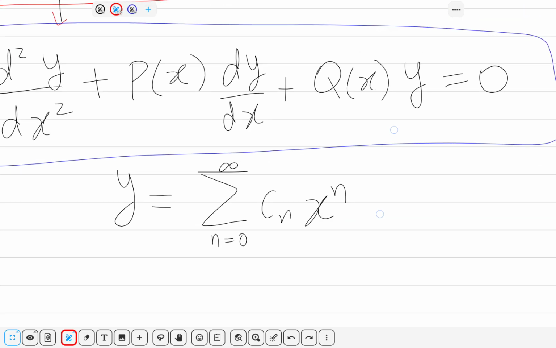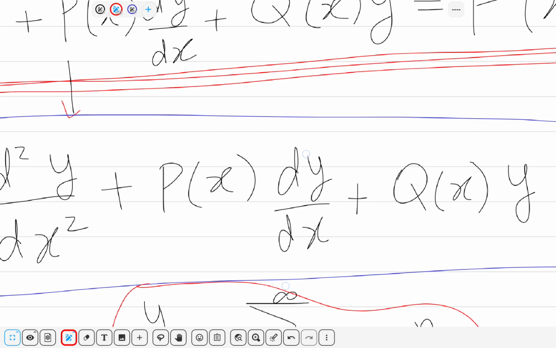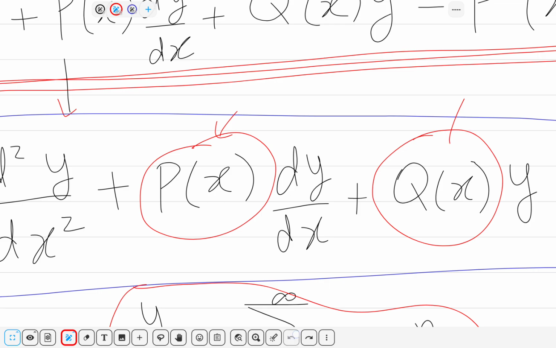Also, apparently I can only do this if these coefficients are themselves polynomials. If they are not polynomials, if they are like sin x, cos x, it will be very difficult.